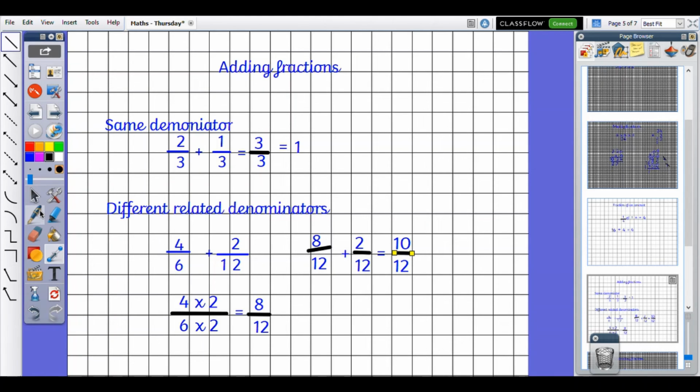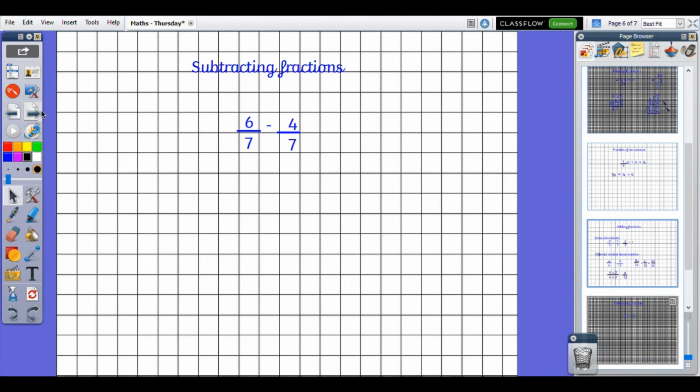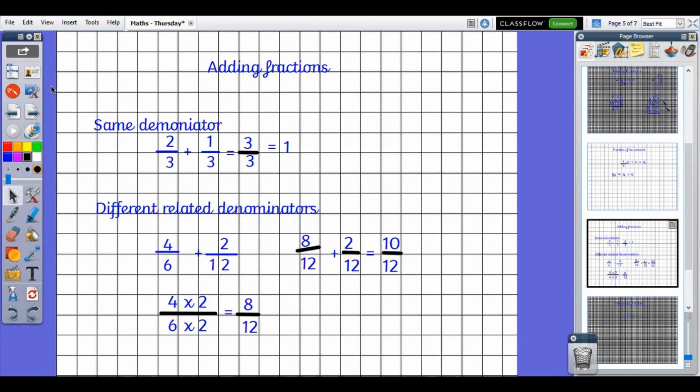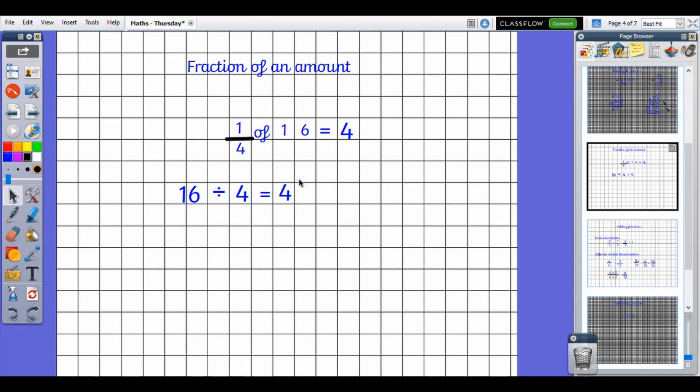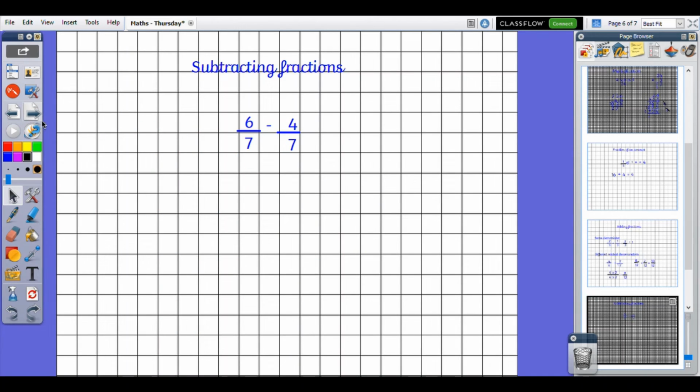Next slide, let's have a look at what we are looking at next. Subtracting fractions. Okay, so I have had a look through your arithmetic paper, and you don't need to know about related denominators for this. But if you were subtracting and the denominators were different, you would just do the same as you did for addition, but you would subtract, okay? But you need to make sure that they are in the same place.